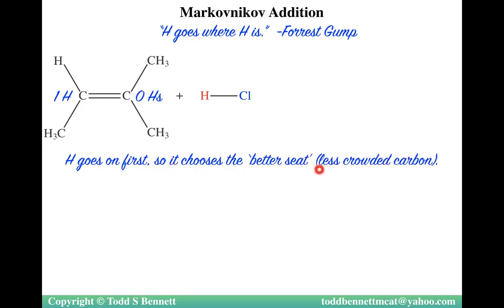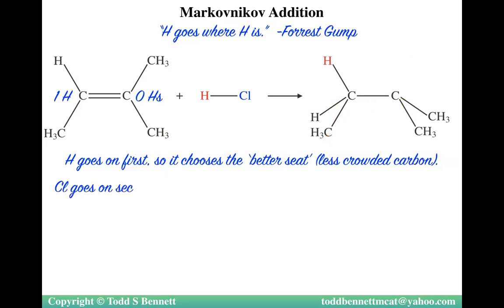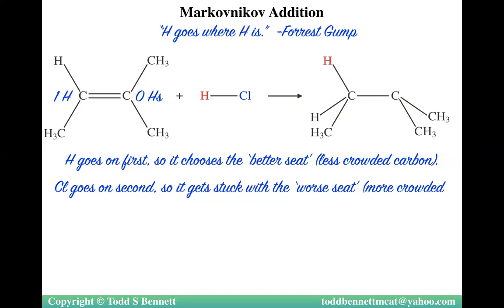H goes on first, so it chooses the better seat, if you will. So H is going to go to the first carbon, the second of the double bond, or second and third in the chain length. However, once I add the Cl, the priorities are going to change. So actually, this is 1, this is 2, this is 3, this is 4. So carbon number 2 is going to get your Cl, carbon number 3 is going to get your H. So chlorine's going to go on in that spot. So it gets stuck with the worst seat, if you will.